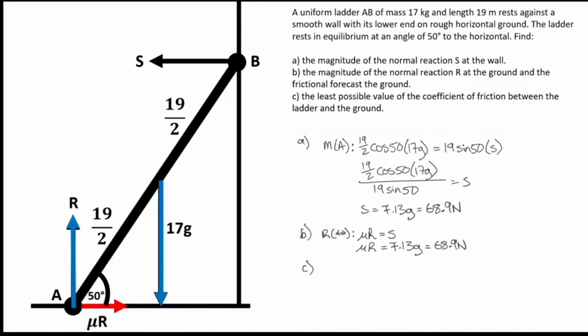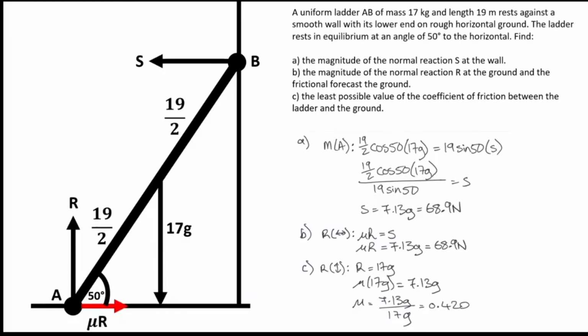The reaction force R we can find by resolving vertically. There's only two vertical forces, and we know that R, which is up, must equal 17g, which is down. R equals 17g. Now that we know this, we can finally find the coefficient of friction. We can find mu. Just substitute R into our earlier equation, rearrange for mu, put it into your calculator, and mu to 3 significant figures is 0.420.